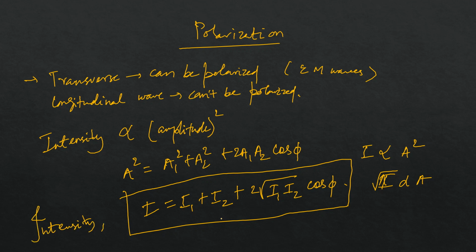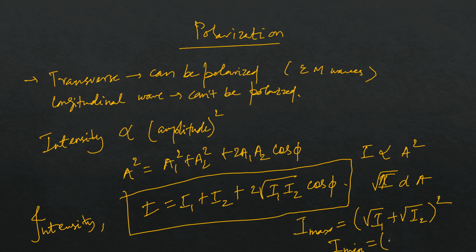Now from here we can also write I max is equal to root I1 plus root I2 whole square, whereas I min is equal to root I1 minus root I2 whole square.